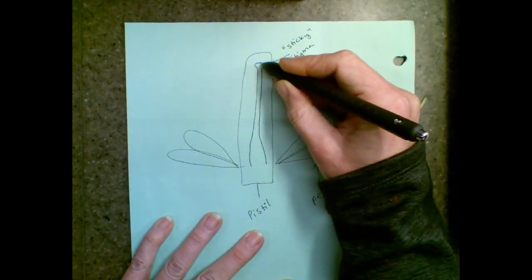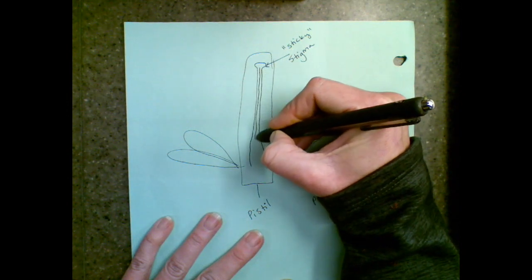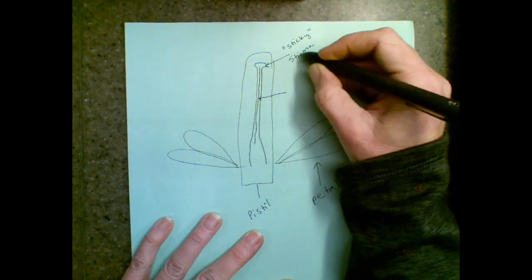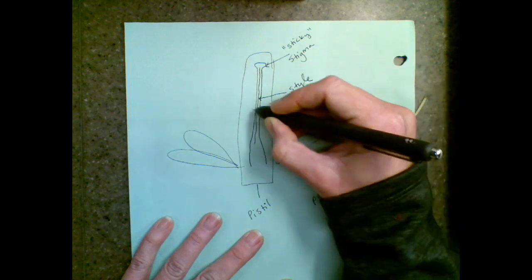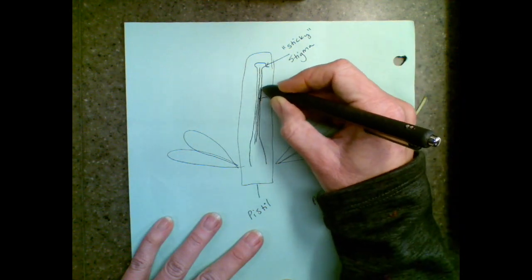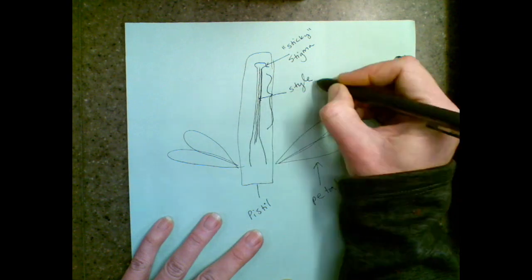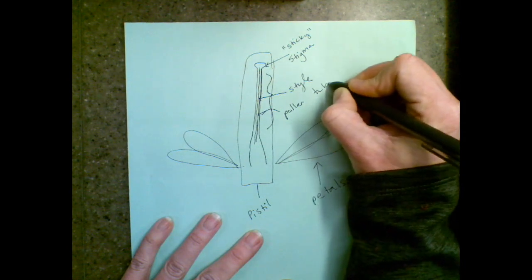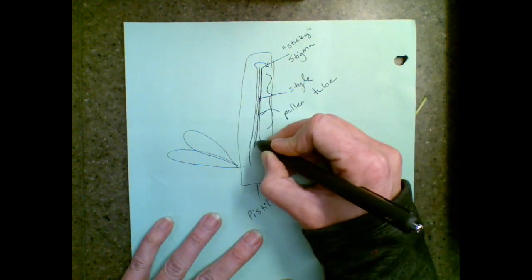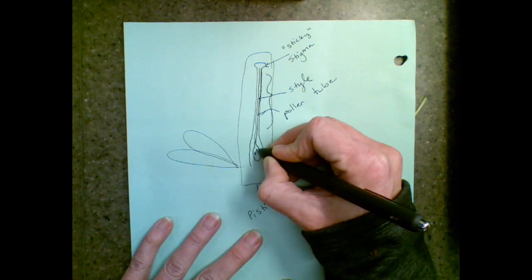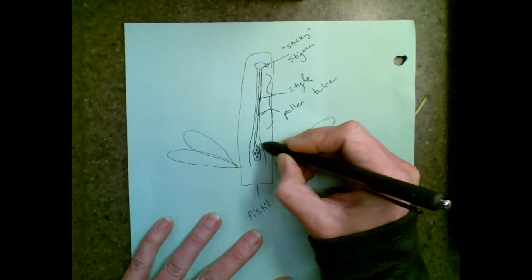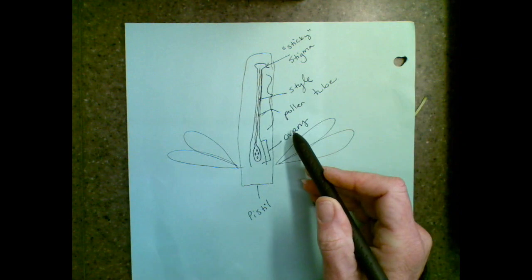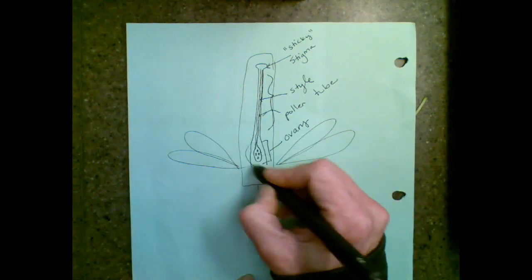There is a tube running down this part. This is called style. The tube itself is called the pollen tube. So this whole part is called the style, but the tube is a pollen tube, which makes sense because the little pollens are supposed to go down that tube, and they will get to this section, which has the eggs in it. And this section right here of the flower is the ovary. And if it gets fertilized, this is the part that swells up into a fruit.